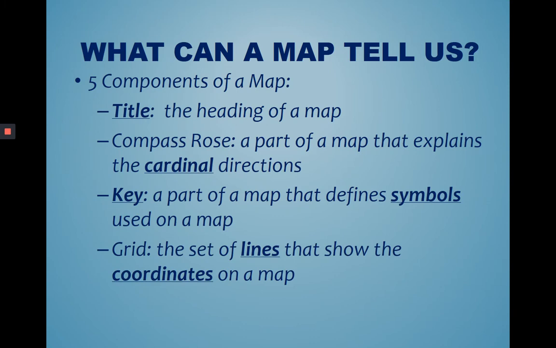Grid, these are the lines that show the coordinates on a map. You're going to see 2 types of lines for the most part on maps. You'll see latitude lines that run east to west, and you will see longitude lines that run north to south.